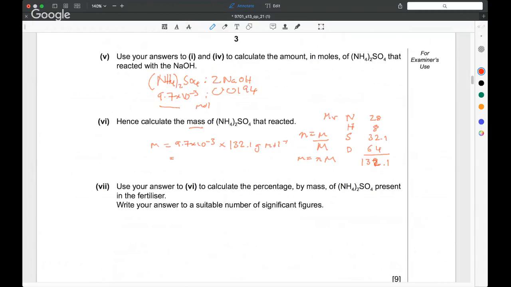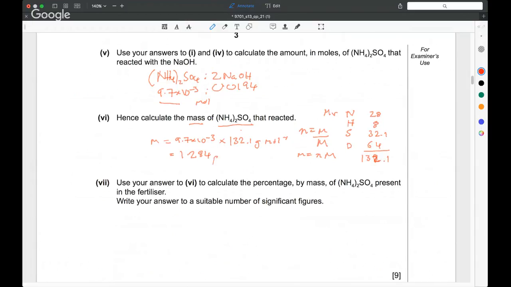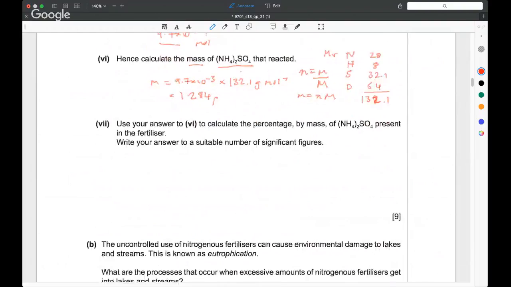Multiply those two together, and you get a mass of 1.284 grams of ammonium sulfate. Now, if you look back to the question at the beginning, there was a mixture, wasn't there, of this ammonium sulfate and some sand, I think, if you look back at the question. So you've got to calculate the percentage by mass of ammonium sulfate.